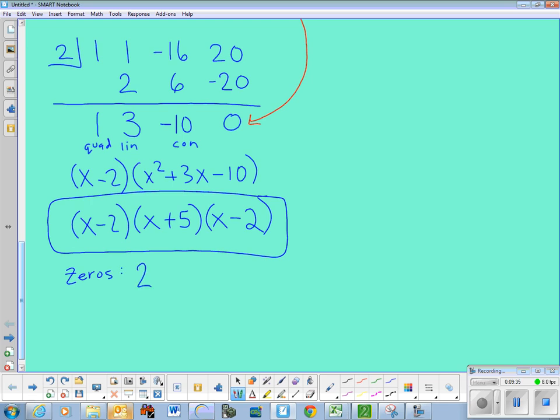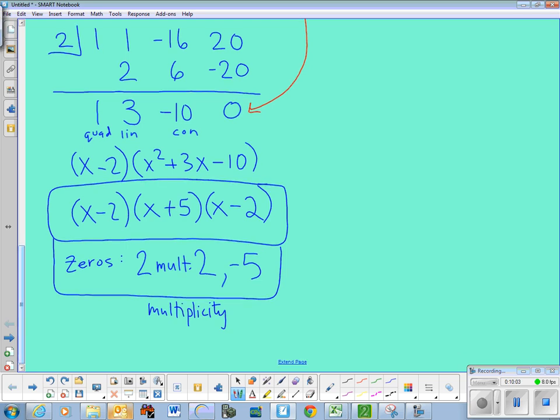But what we want to do is do (x - 2) with multiplicity 2, meaning I know that 2 is a 0, but it's also a repeated root. It happens twice, and my other one's -5. Multiplicity basically tells you how many times that factor of x minus 2 shows up in the factored form.